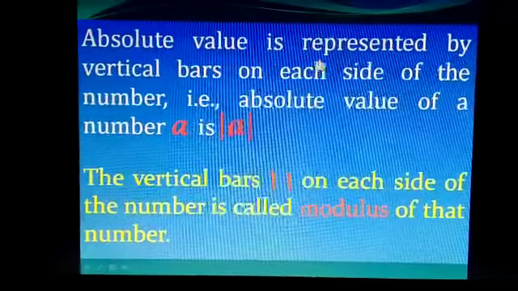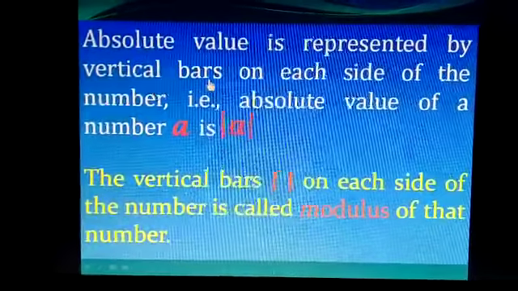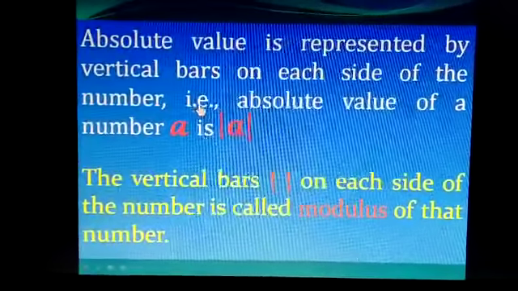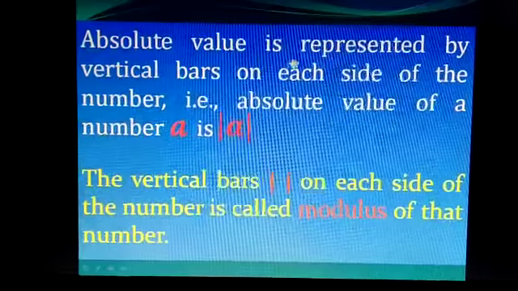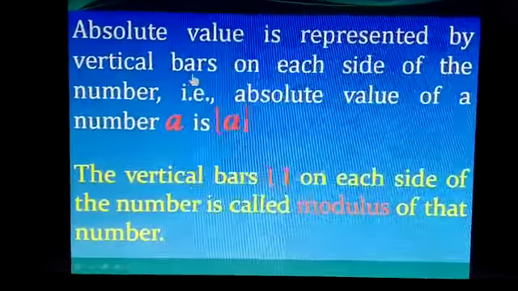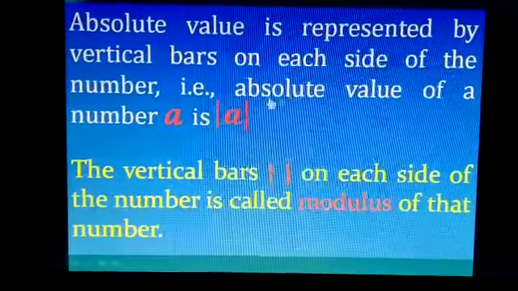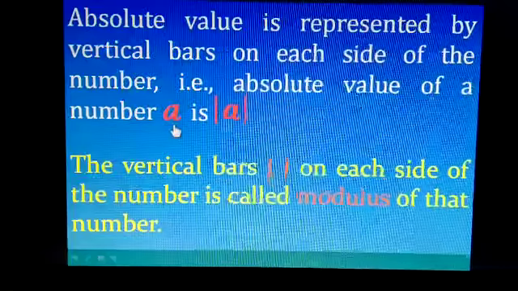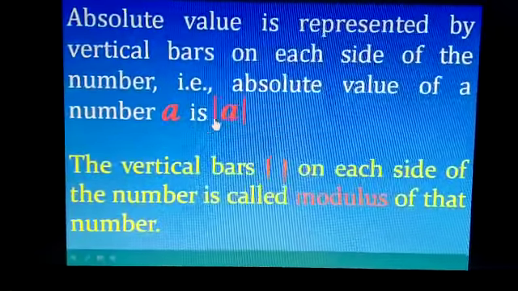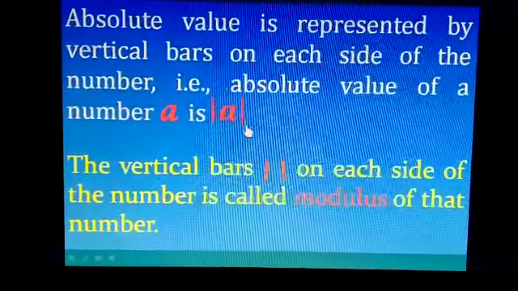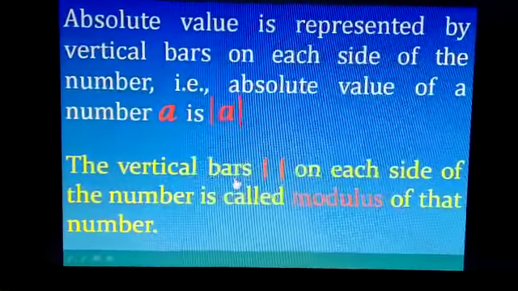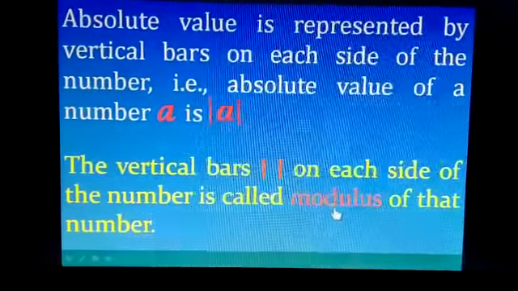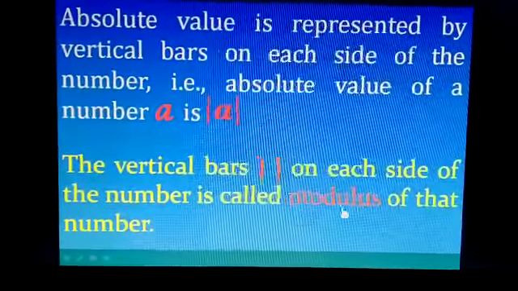Absolute value is represented by vertical bars on each side of the number. That is, the absolute value of a number A is modulus of A. The vertical bars on each side of the number is called modulus of that number.